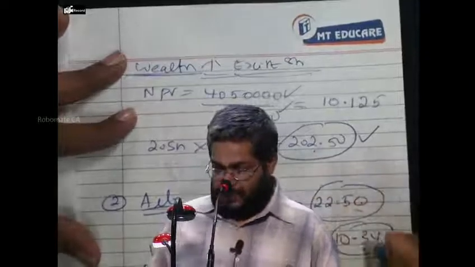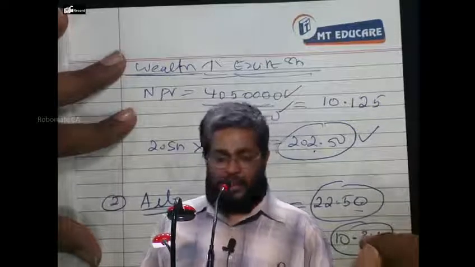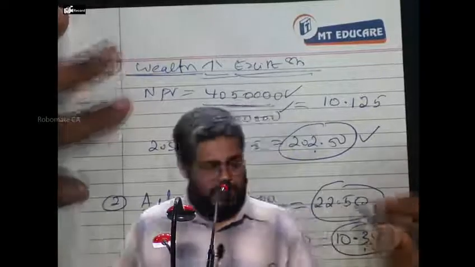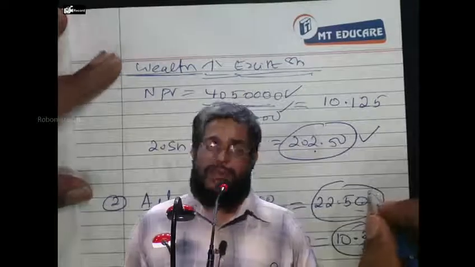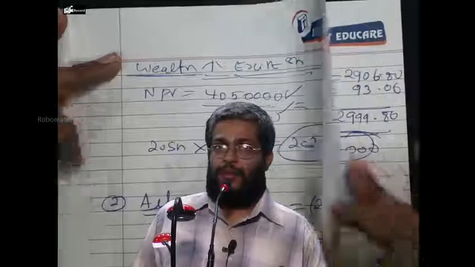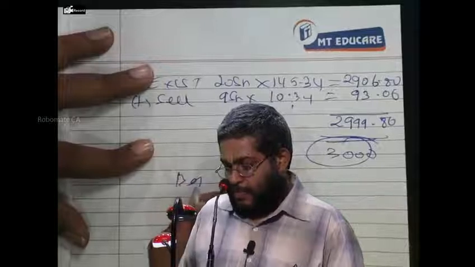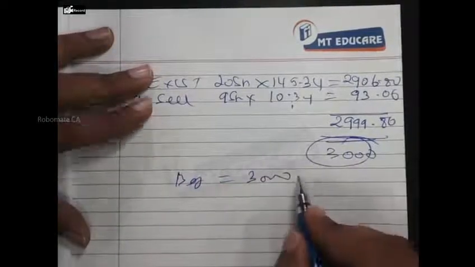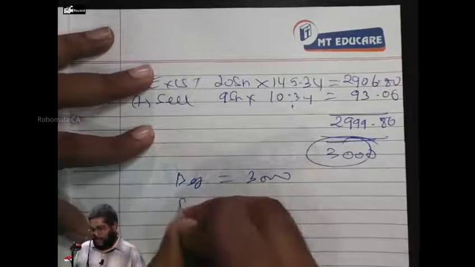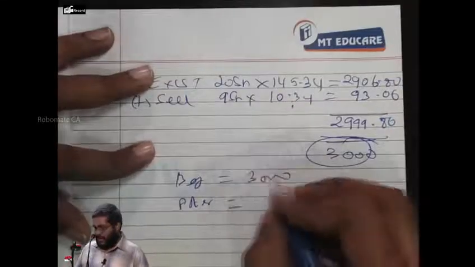What is the compensation for dilution in wealth? 10.34. What is the share in NPV? 22.5. If you want, put a down arrow mark against 10.34 and just write: before, 3,000. After the rights, if you do nothing, what is the wealth here?